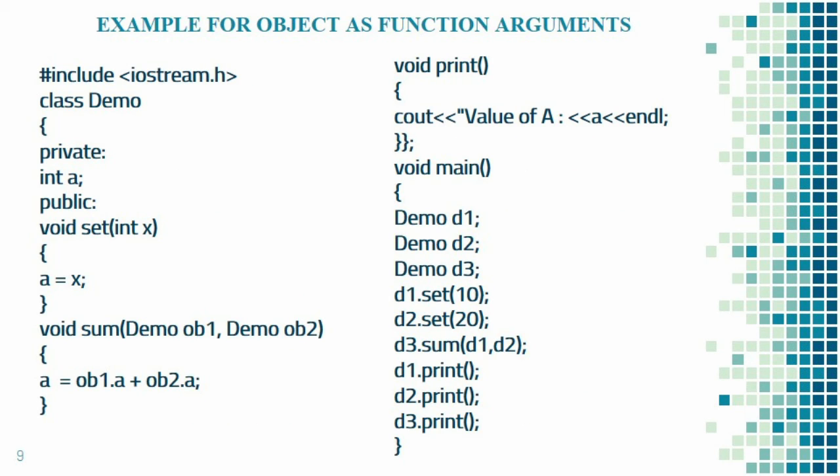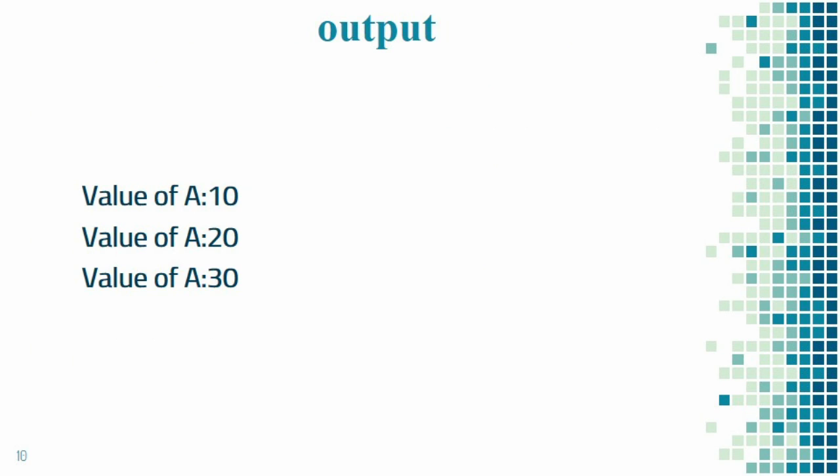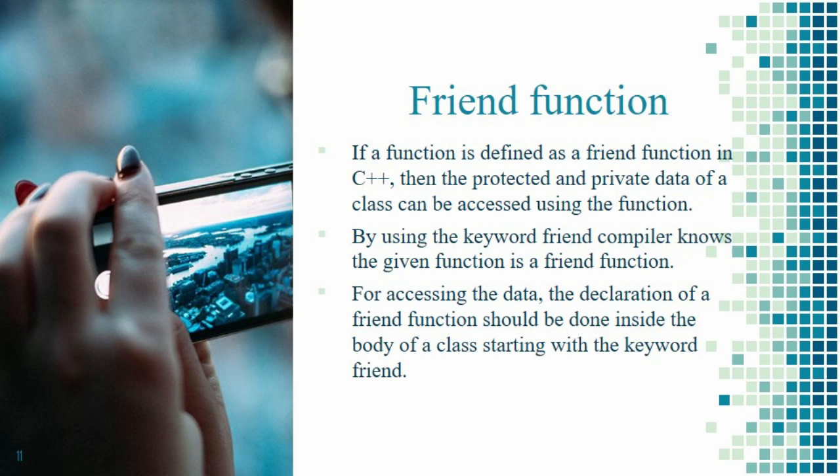This example demonstrates the use of an object as a parameter. We are passing D1 and D2 objects as arguments to the sum member function, adding the value of data member A of both objects and assigning it to the current object's data member A. That is, it will call the function through D3. The output of this program is: value of A is 10, value of A is 20 and value of A is 30. The last topic is friend function.